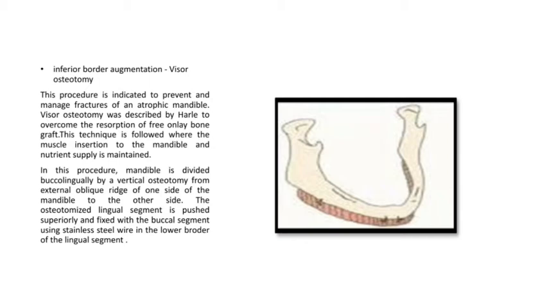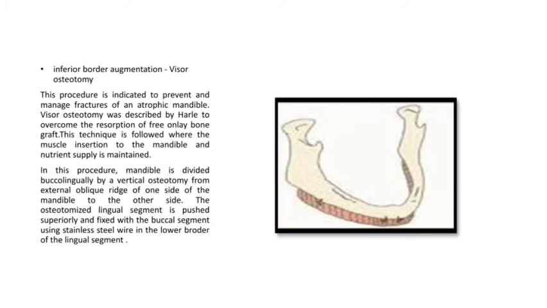In this procedure, the mandible is divided buccolingually by a vertical osteotomy from the external oblique ridge of one side to the other side. The osteotomized lingual segment is pushed superiorly and fixed with the buccal segment using stainless steel wire at the lower border of the lingual segment.